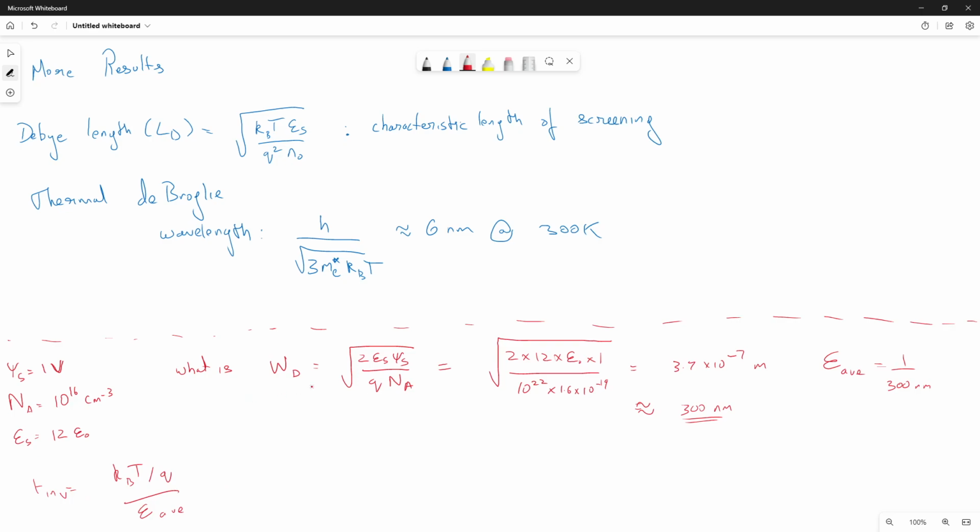Like it is delta V by delta X, right? So it is this. Now substitute that into this quantity. And that should give us the inversion layer thickness. So let me calculate that.